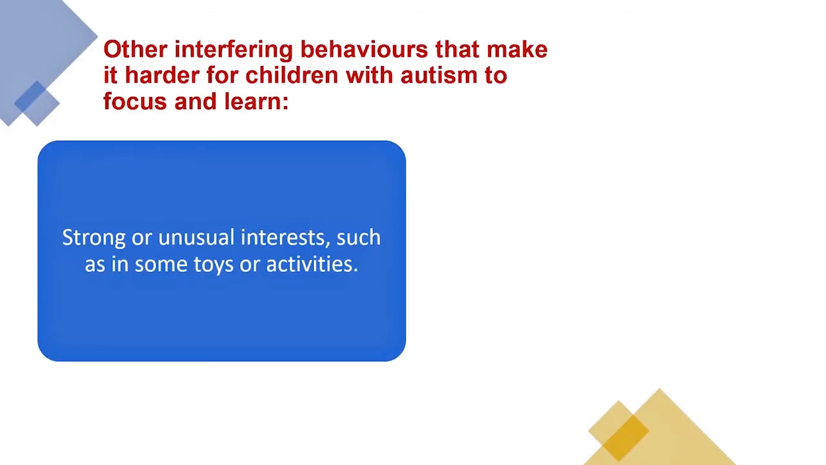Now look at some of the behaviors which seem to interfere in the learning of children with autism. Many children with autism have strong or unusual interests, such as some specific toy or some specific activity. Now, that restricts their range of knowing about things. It also makes it harder to interact and to communicate with others, and their learning narrows down.